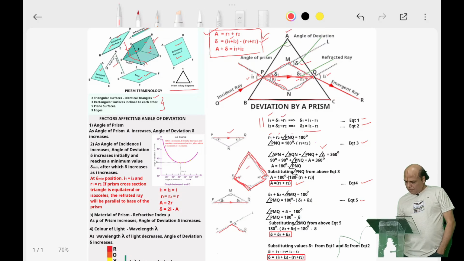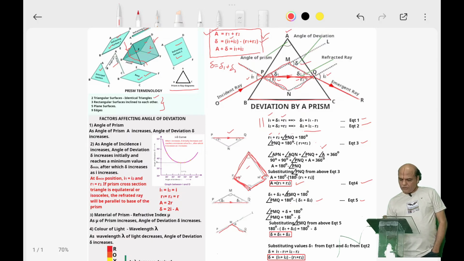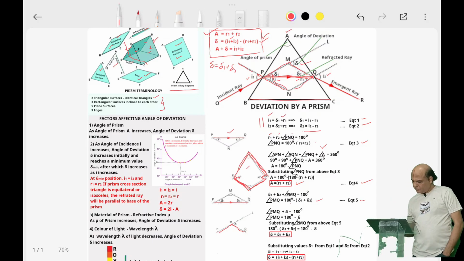But we already got PMQ as this expression. If you substitute the PMQ value from equation 5, then we get 180 degrees minus of delta 1 plus delta 2 is equal to 180 degrees minus delta, that is the angle of deviation. So from this we get the angle of deviation is nothing but delta 1 plus delta 2. So that also we can remember. The total deviation is nothing but the internal deviations, delta 1 plus delta 2. This is also a geometric property we have learned. Directly we can say that delta is delta 1 plus delta 2. So this is another relation which you need to memorize.